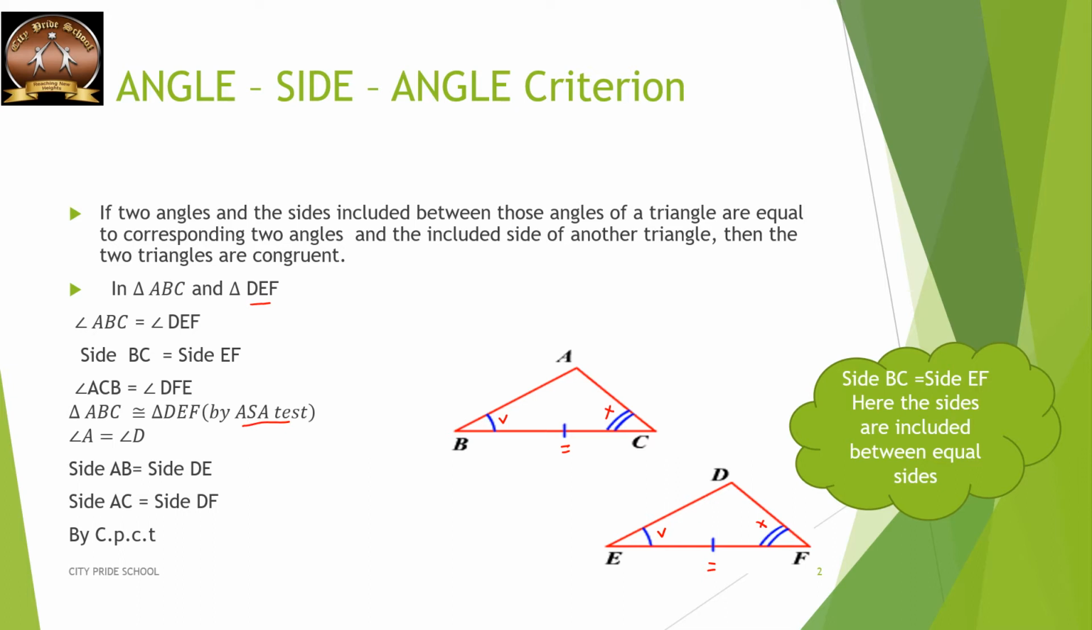Now once I prove the two triangles are congruent, the remaining congruent parts, that is angle A will be equal to angle D, side AB will be equal to side DE, side AC will be equal to side DF, and the reason will be CPCT, that is corresponding parts of congruent triangles.